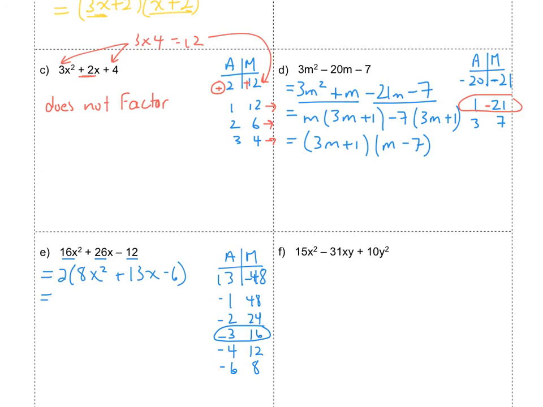And with the magic of technology, I have my factors down there. I found that negative 3 and positive 16 will satisfy our requirements here. I'm going to break down that 13x, and I'm going to put the 16 with the 8x squared. The 13x, I'm going to break that down to be 16x and minus 3x, and then we have our minus 6.